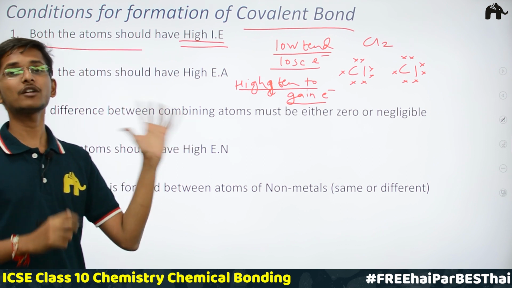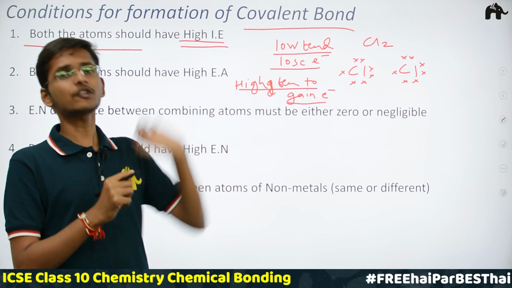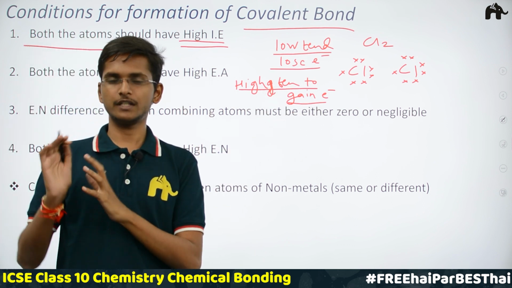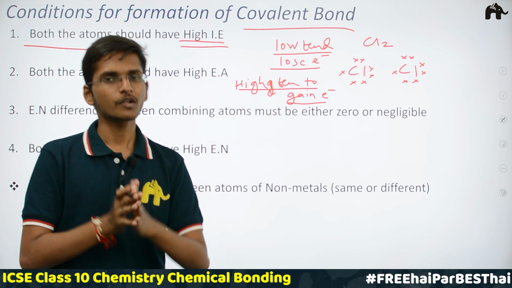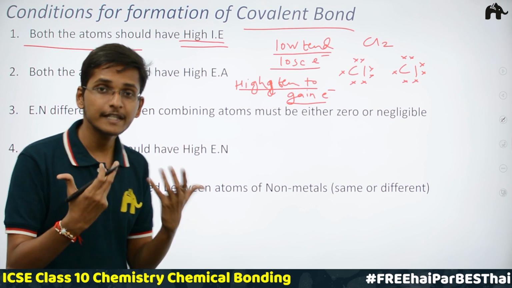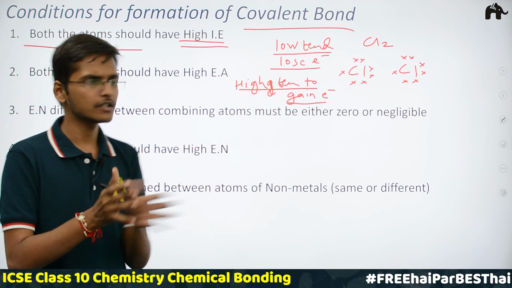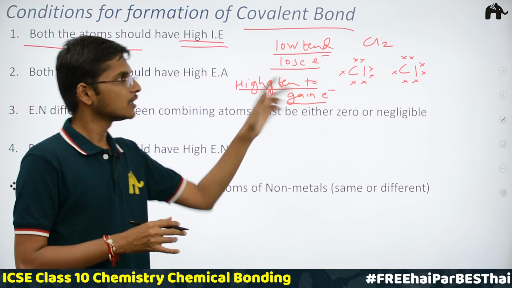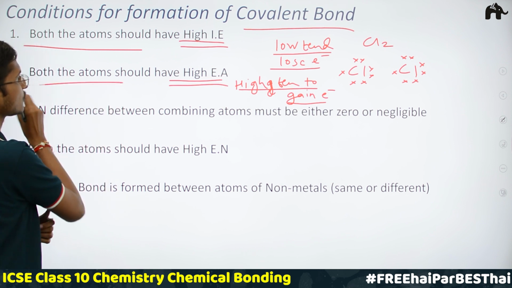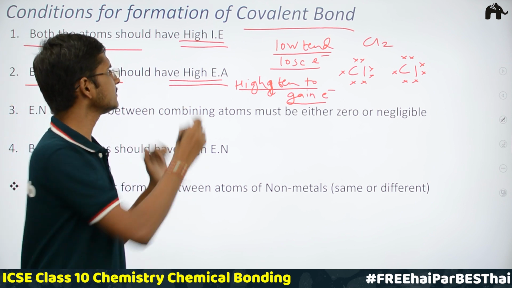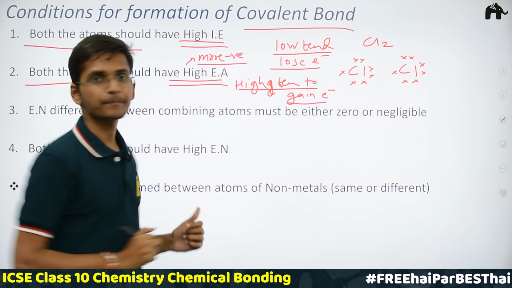Now, since both atoms have a very high tendency to gain the electron, we will correlate this tendency with electron affinity. We studied in the previous chapter that when the tendency to gain the electron is very high, electron affinity is also very high. So both atoms have high electron affinities as well. For the formation of a covalent bond, both atoms should have high electron affinity. High electron affinity means a more negative value of electron affinity.